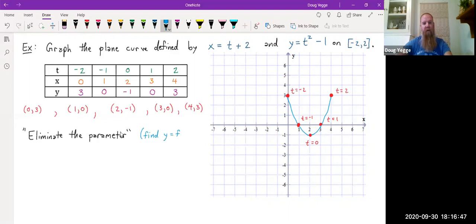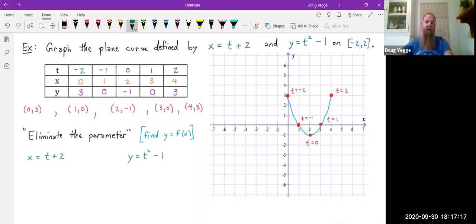So the process of doing this is just like a system of equations where we're trying to come up with a way to substitute values of t into another equation. So this is where we write our functions here. First one we have is x equals t plus 2. Second one is y equals t squared minus 1.